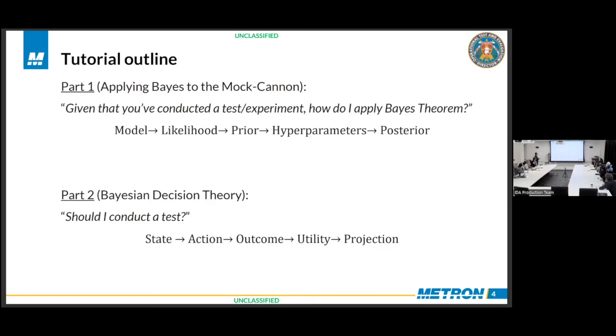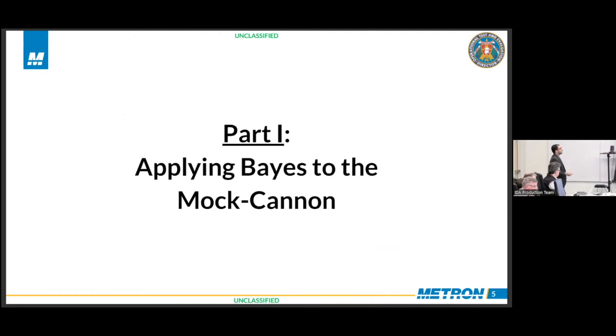We'll go through these steps of defining a model, a likelihood, a prior, the associated hyperparameters, and the posterior. The second part will address the question using something called Bayesian decision theory, which is, should I even conduct that test? Is it worth it? And how do I evaluate the worth of conducting that test? We'll define some new terminology to address that question, where we'll define states, actions, outcomes, how to measure your preferences, and then how we project out future states to address that question of, should I conduct a test?